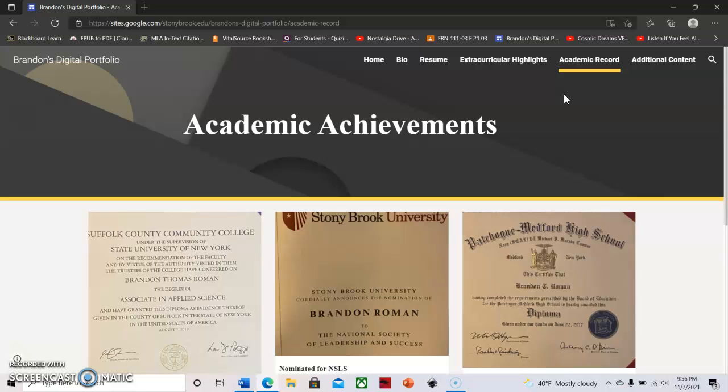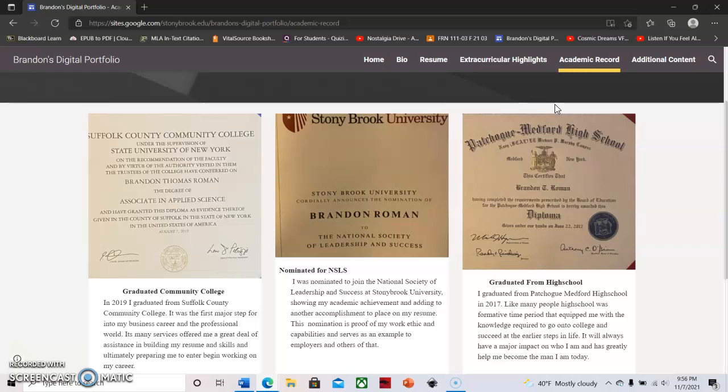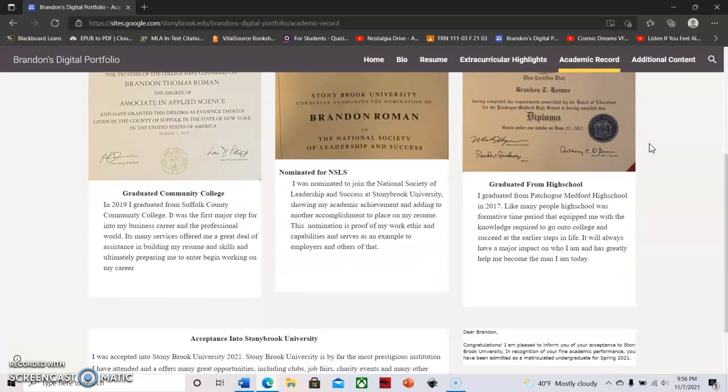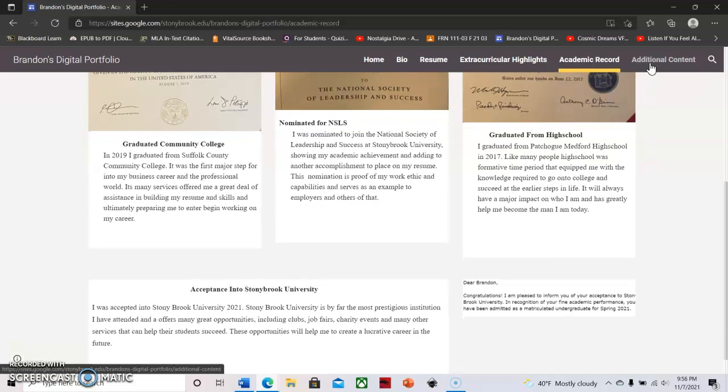Next up, we have my academic achievements page. This page highlights some of my various academic achievements and some of the highlights of my academic career. For starters, we have my graduation from Suffolk County Community College. Following that, we have my nomination for the National Society of Leadership and Success, or the NSLS, at Stony Brook University. Following that, we have my graduation from high school, as well as my acceptance into Stony Brook University.